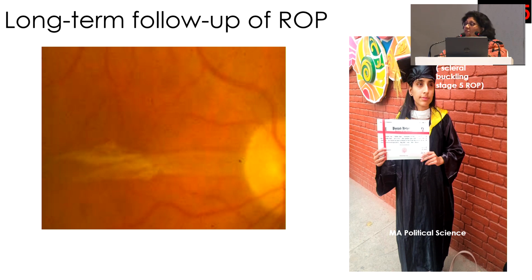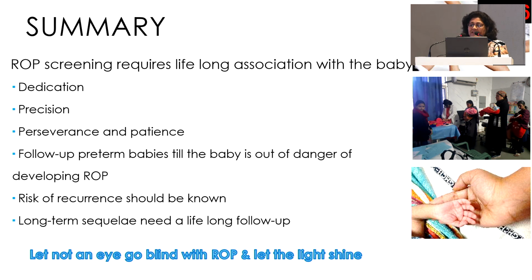Now this is the long-term follow-up. This is one of the first babies I treated. She came to me with stage 5 ROP, and one eye went into phthisis after buckling. The right eye has ambulatory vision. And she proudly sends me her MA in political science. I'm very happy to put this picture here because, yes, we are making a difference in society.